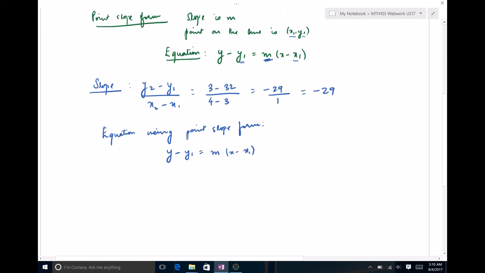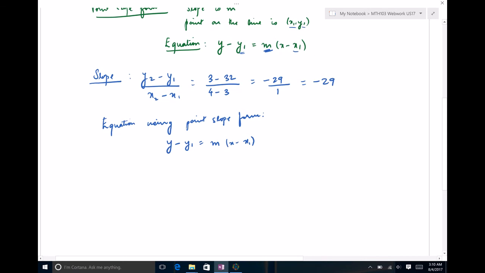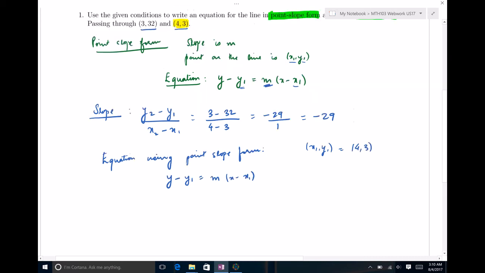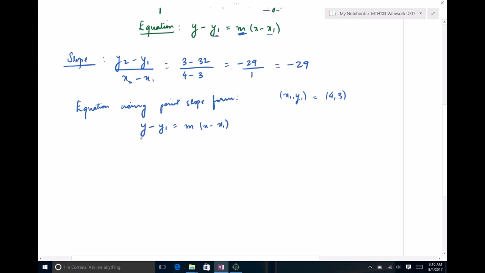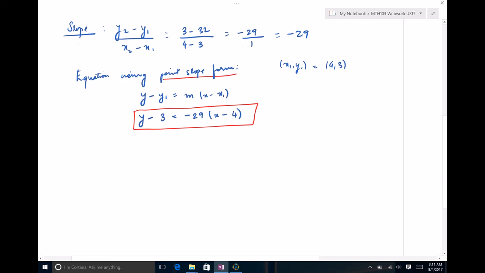We know what all of these things are, so I'm going to fill in the blanks. In this case, remember that x1, y1 was the point 4, 3. This point. So y minus 3 equals negative 29 times x minus 4. And now this is the equation that you want using the point slope form. Okay. Next we need to write this equation in the slope intercept form.